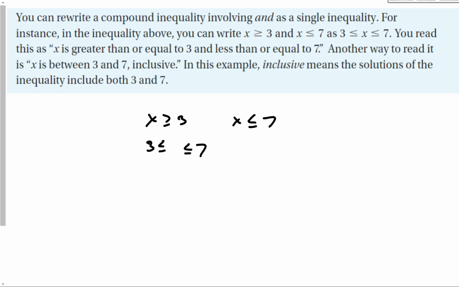So we now have a compound inequality. And the way we read this is we start at the variable. We say x is greater than or equal to 3 and less than or equal to 7. Another way to read it is x is in between 3 and 7 inclusive, because x is in between these two numbers on the outside, and inclusive means or equal to. They both include 7 and 3. This is only possible if the variables are the same, if we're comparing the same expression to the numbers, and we're looking for an and inequality.